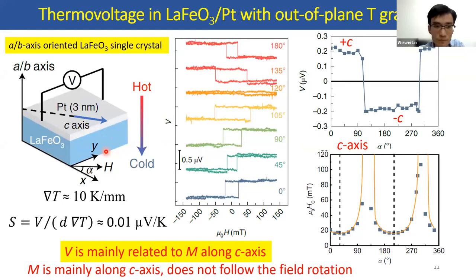If we estimate the transverse thermoelectric coefficient, with the transverse voltage over D, where D is the separation of the two voltage electrodes, over the temperature gradient, we can estimate it to be 0.01 microvolt per Kelvin. It's not large compared to a ferromagnet or a ferromagnetic insulator like YIG platinum. But if we consider the tiny magnetization in this antiferromagnet, it's not very small.